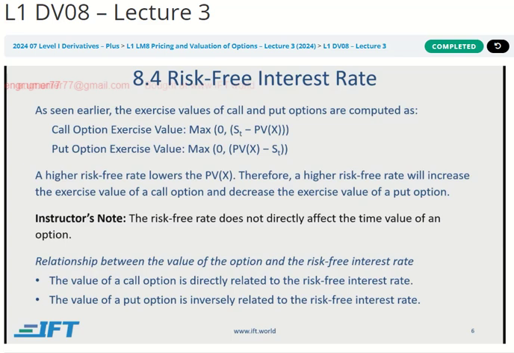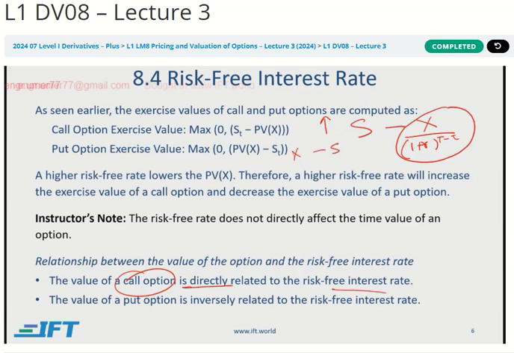Now risk-free rate, as I told you, for a call option, a higher risk-free rate will reduce this part of the equation, which means overall your profit will go up. So a higher risk-free rate is good for a call option, which means that a call option is directly related to the risk-free rate. However, for a put option, we have X minus S, whereas X is being reduced by the risk-free rate. Therefore, a higher risk-free rate will lower this part, which will overall lower the exercise value. So therefore, for a put option, it is inversely related to the risk-free rate.